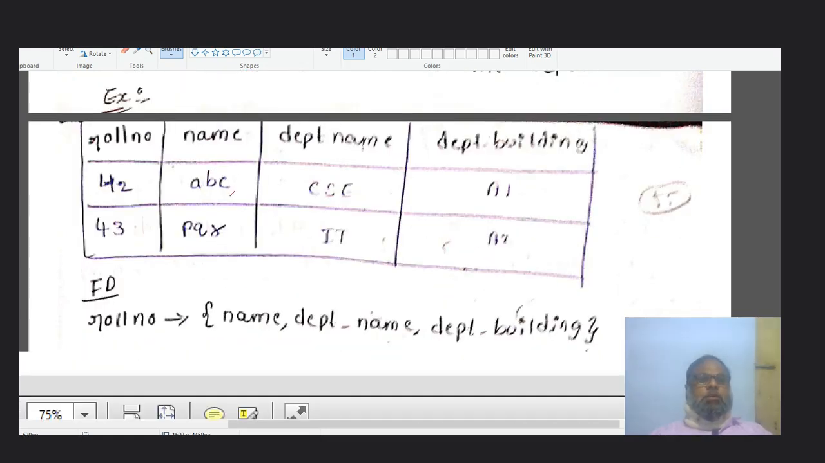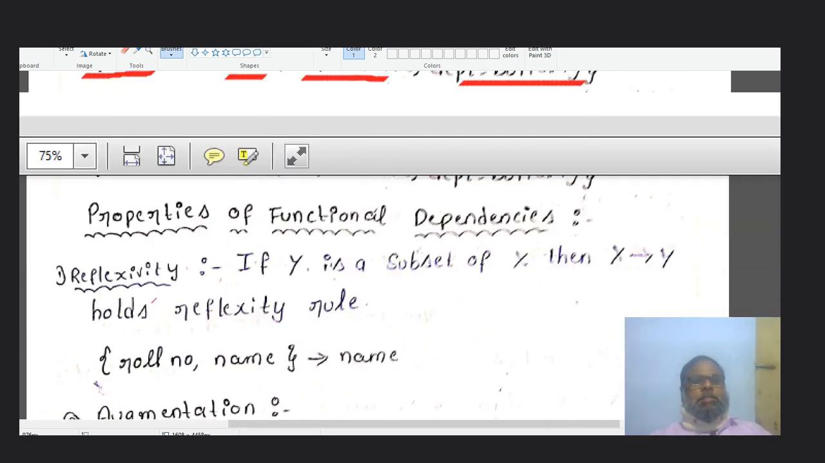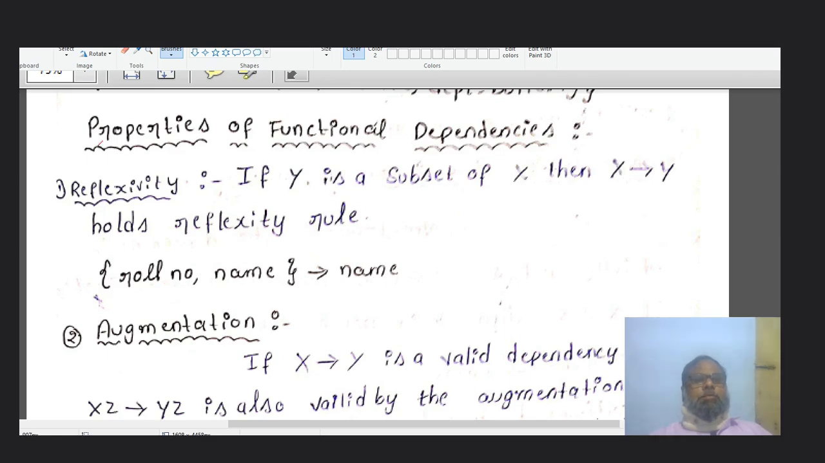Observe this table. In this table we have columns roll number, name, department name and department building. The roll number attribute determines the values of name, department name and department building. Next, observe the properties of functional dependency.